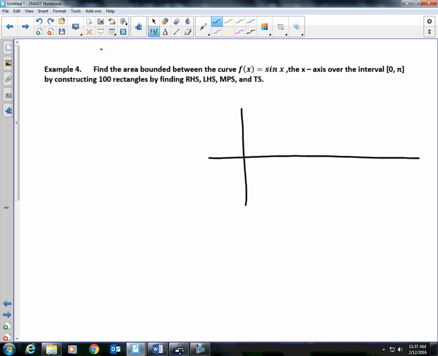The graph of sine of x. We want to find the area bounded between the curve sine of x and the x-axis over the interval of 0 to pi. What is the period of sine? 2 pi. What is the maximum value? Minimum? Start in the middle, top or bottom? Middle. We're not looking at the second half of the graph, but just the first half, where it's above the x-axis. We will find that area.